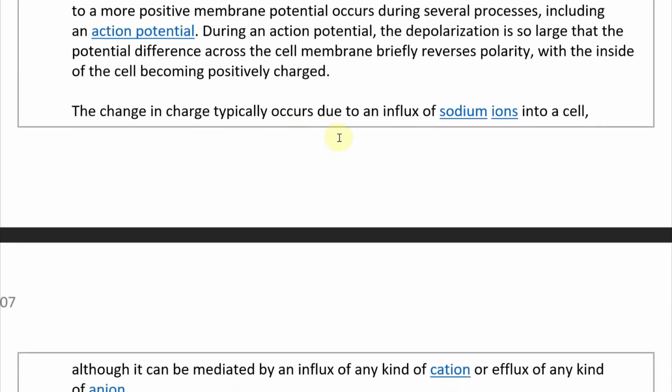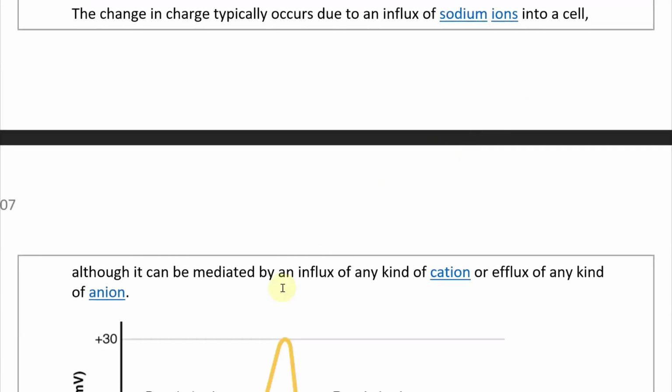The change in charge typically occurs due to an influx of sodium ions into a cell. So you have sodium ions, which are positively charged, going into the cell, although it can be mediated by an influx of any kind of cation. Let's see how this is pronounced.